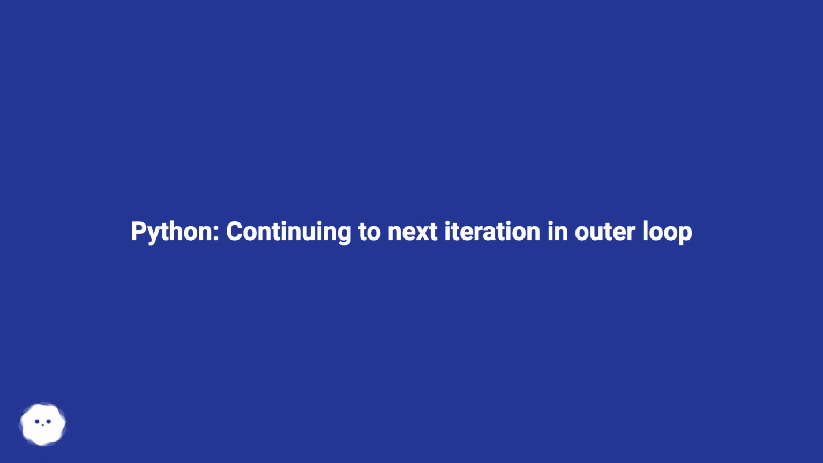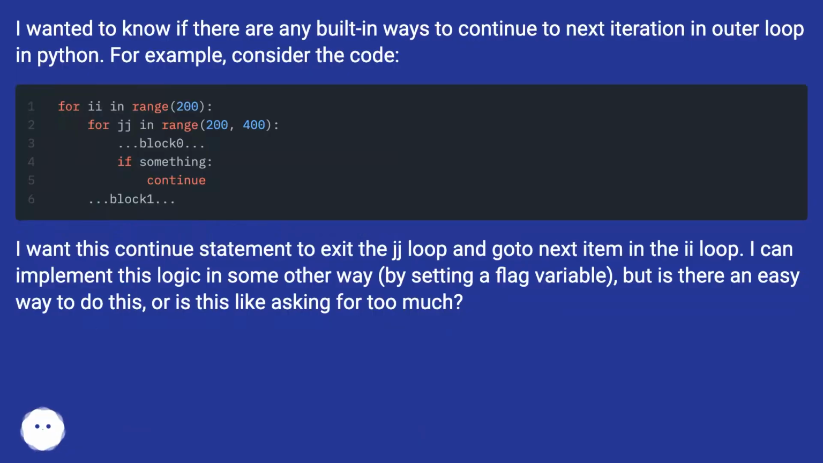Python, continuing to next iteration in outer loop. I wanted to know if there are any built-in ways to continue to next iteration in outer loop in Python. For example, consider the code. I want this continue statement to exit the JJ loop and go to next item in the two loop. I can implement this logic in some other way, by setting a flag variable, but is there an easy way to do this, or is this like asking for too much?